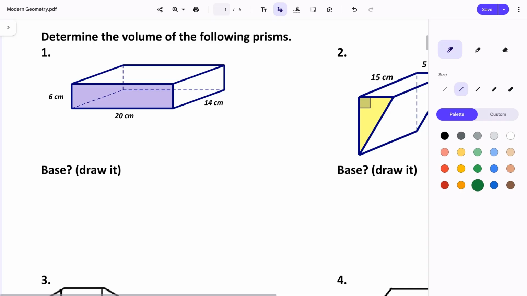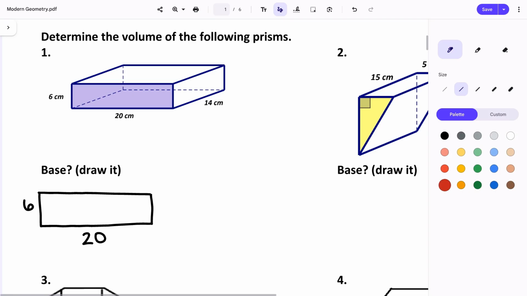Now notice underneath this, where it says base and then says to draw it. This is kind of like your net idea. Let's isolate our thinking right now to just the base shape so we can fill in part of our volume formula. So I'm going to draw out just the base, just that rectangle that they have shaded in for me. What are the dimensions of my rectangle? 6 and 20. So I'm going to go ahead and put that on here.